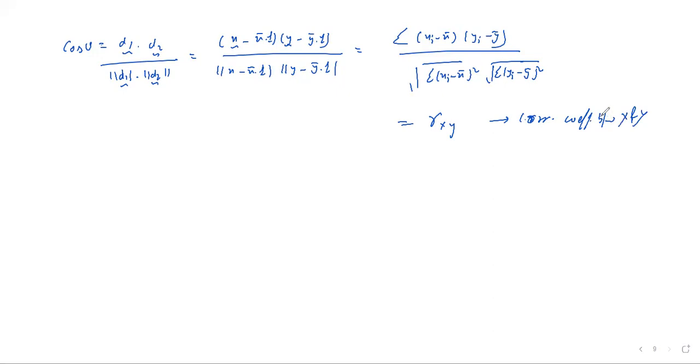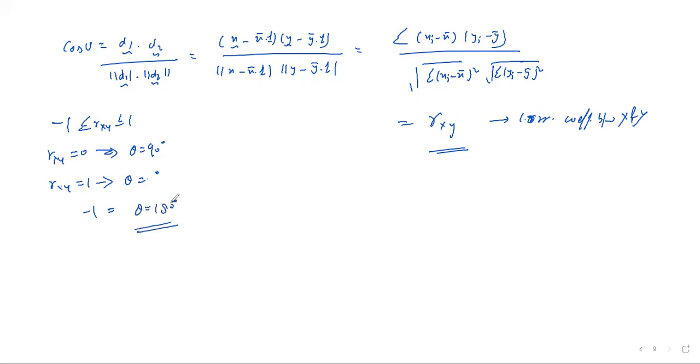So from the angle between u and v, from the projection concept, we have got that the formula for the correlation coefficient must have come from this. And what is the range of the correlation coefficient? It is minus 1 to 1. If Rxy equals 0, that means the angle between them is 90 degrees. If Rxy equals 1, the angle is 0, and if it is minus 1, then the angle is 180 degrees. This is all about the concept of angle and projection.